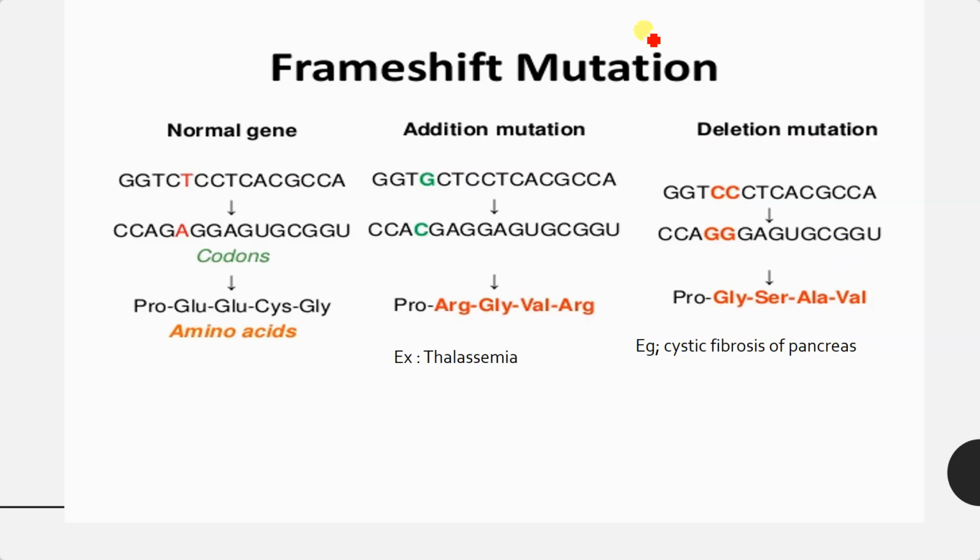And the next one is the frame shift mutation. Here I already explained, you may have an addition of nitrogenous bases, or else a deletion of nitrogenous bases. Due to that, you have an abnormal mRNA, which will encode an abnormal protein. In this slide, we have clearly shown a normal gene with this sequence, which is encoded into the mRNA, and that leads to the amino acids proline, glutamate, cysteine, and glycine.